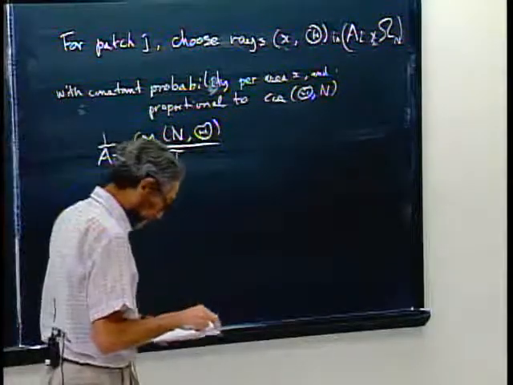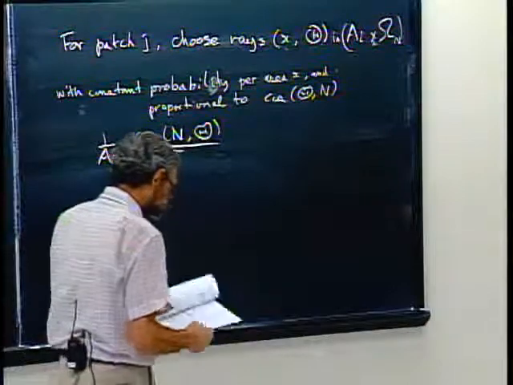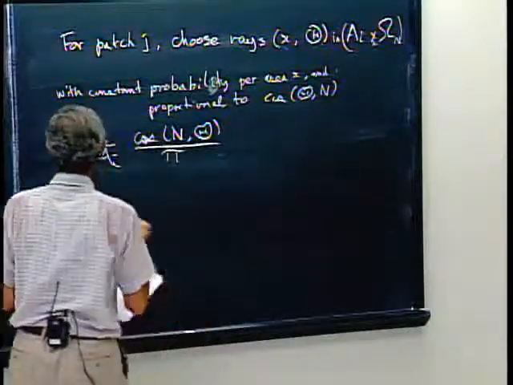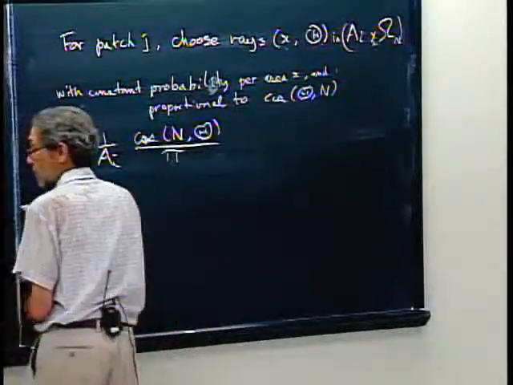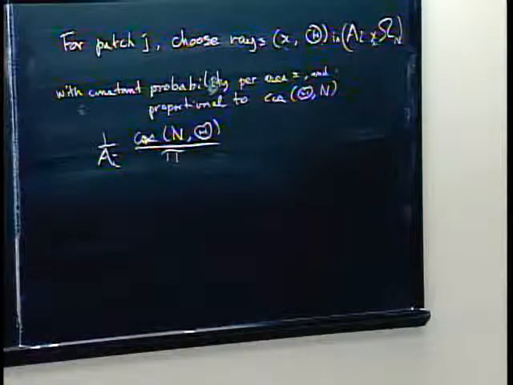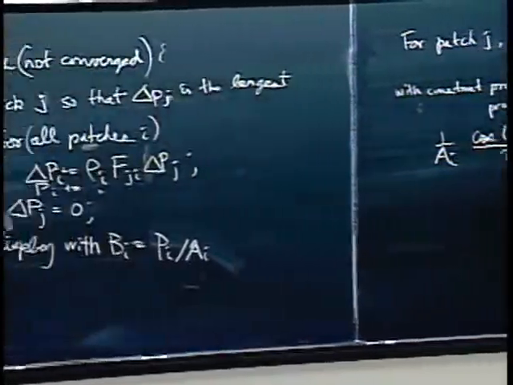So I guess that's what I should verify. Basically, my claim, maybe I should go back to the first board. So these are what the book calls local rays.